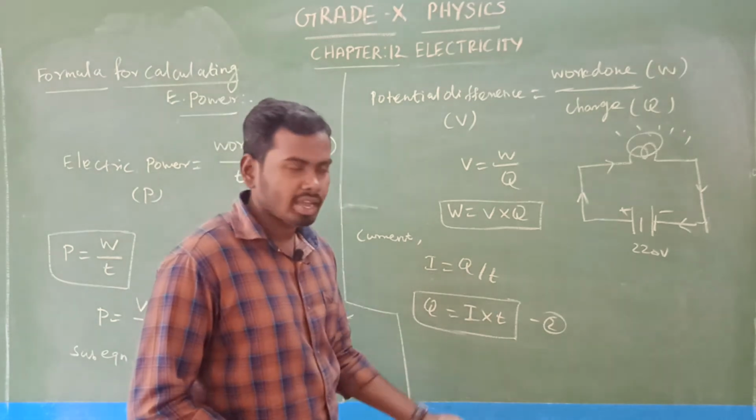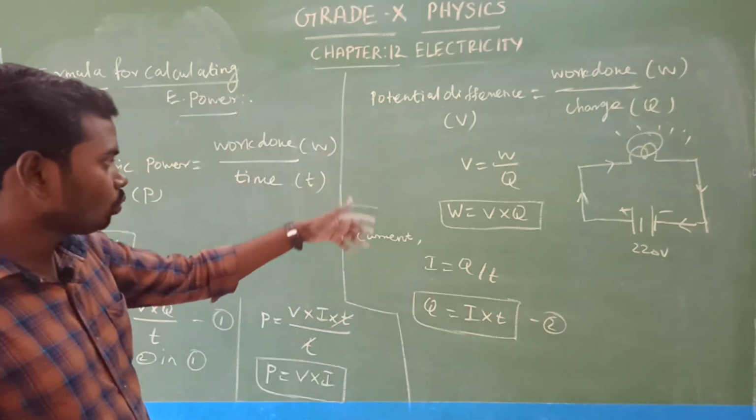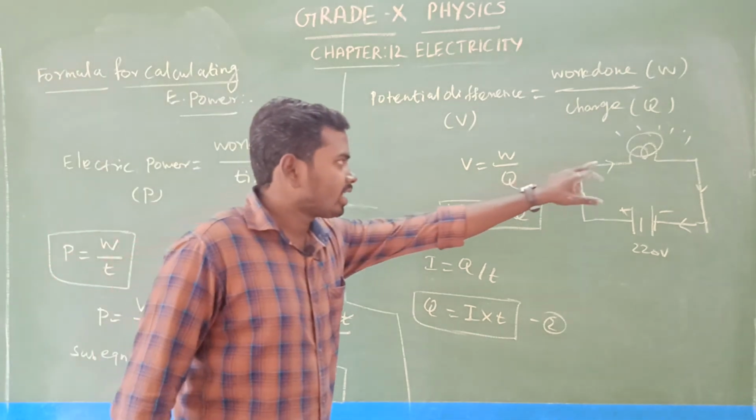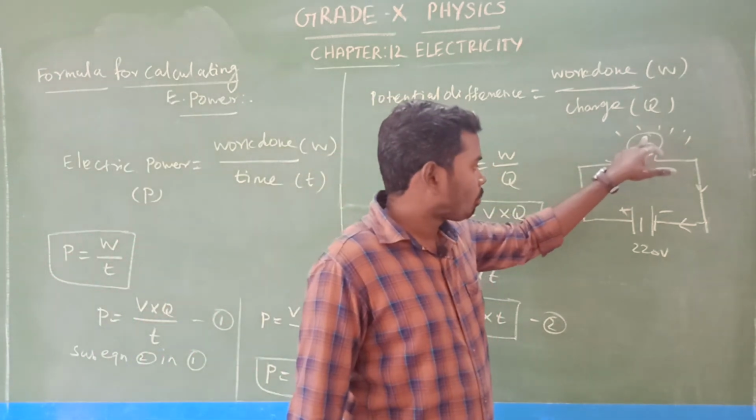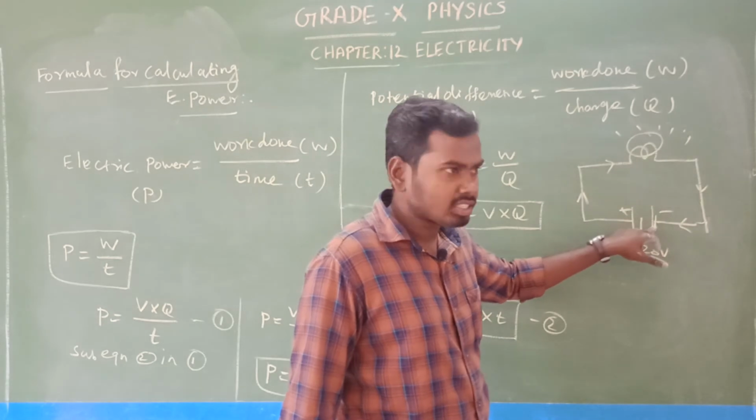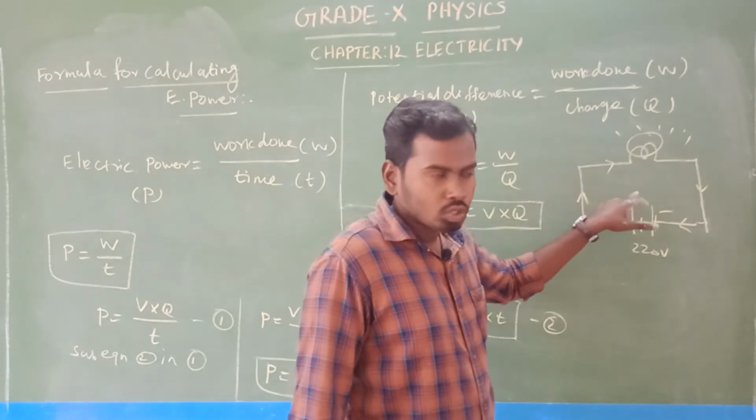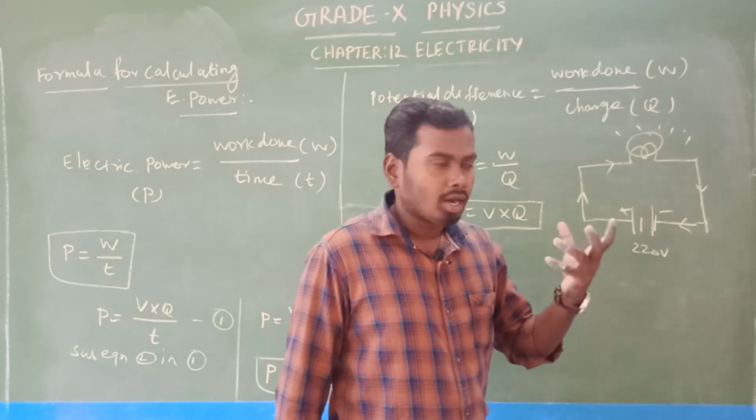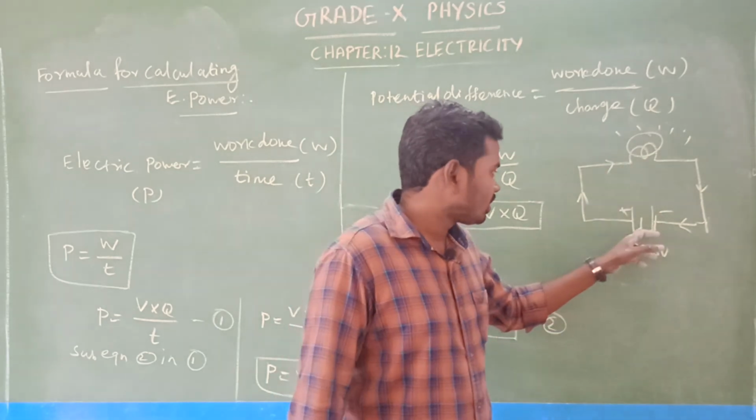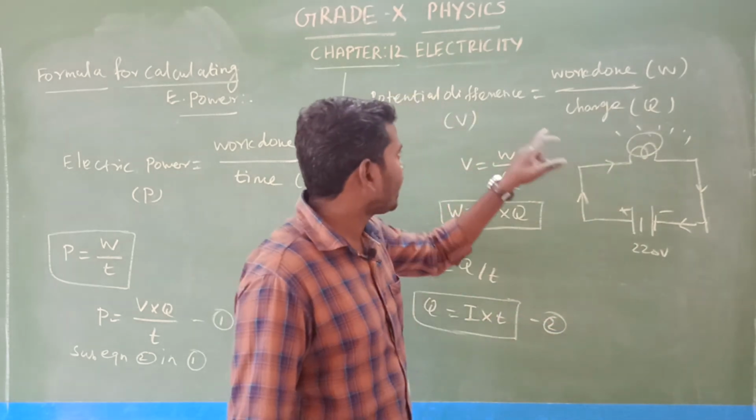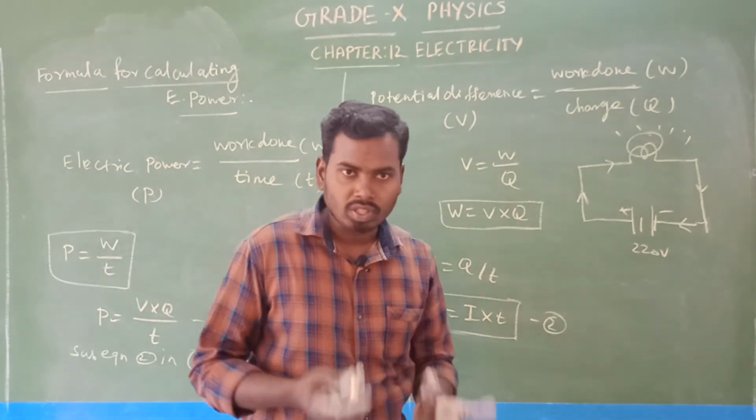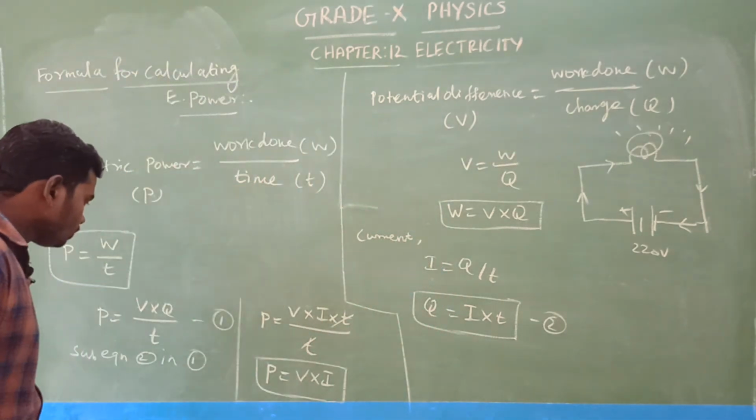So Q is equal to I into T. That is the reason why we have used two formulas here. Look here, the bulb is glowing due to potential difference as well as current. The bulb has some power rating. That bulb is glowing because of the potential difference and the current. That is the reason why I have taken this potential difference formula as well as this current formula.